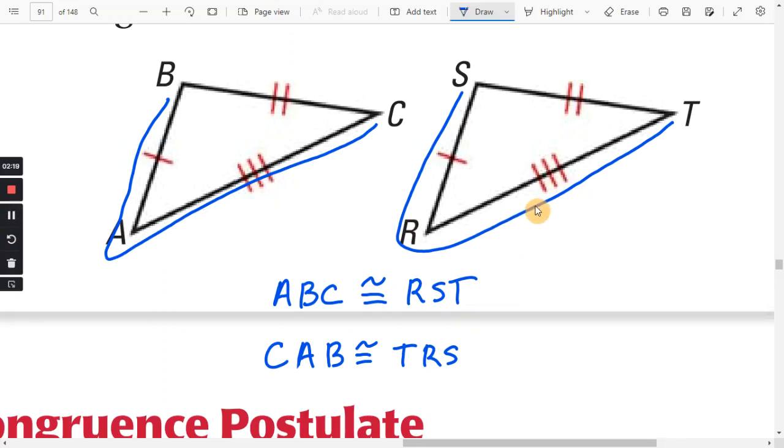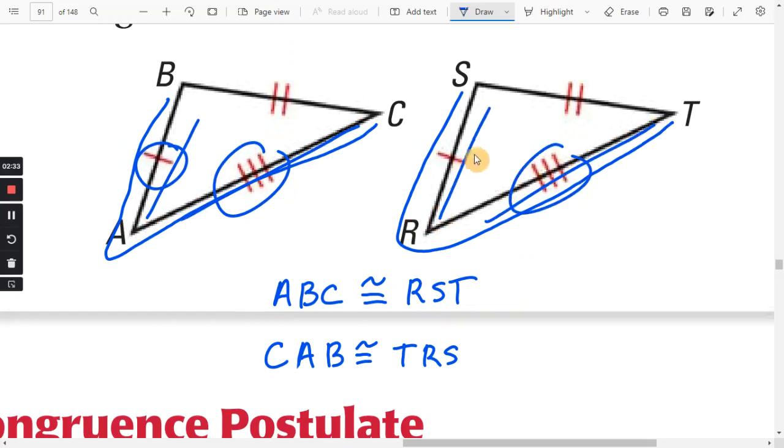Now, if one of them is crooked, I like to think of going past certain marks. For instance, here I went past 3 marks, and then I went past 1 mark. So same here, I go past 3 marks, and then I go past 1 mark.